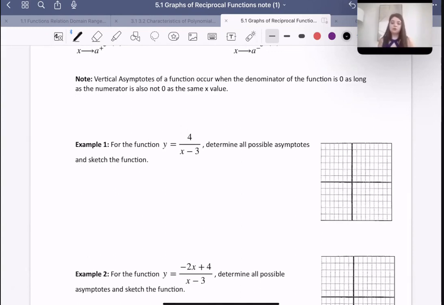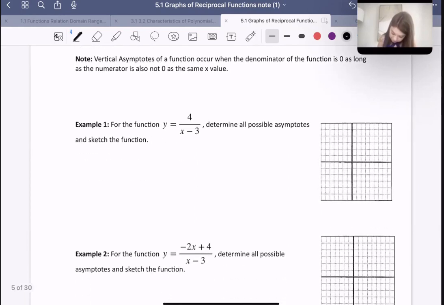So let's start with vertical asymptotes. Are there any vertical asymptotes here? Yes, there are, right? There is one at x is equal to 3. At x equals 3, we have a vertical asymptote because that is where our function would have a denominator of 0, and that cannot be canceled out with a numerator of 4. 4 is not the same as x minus 3.